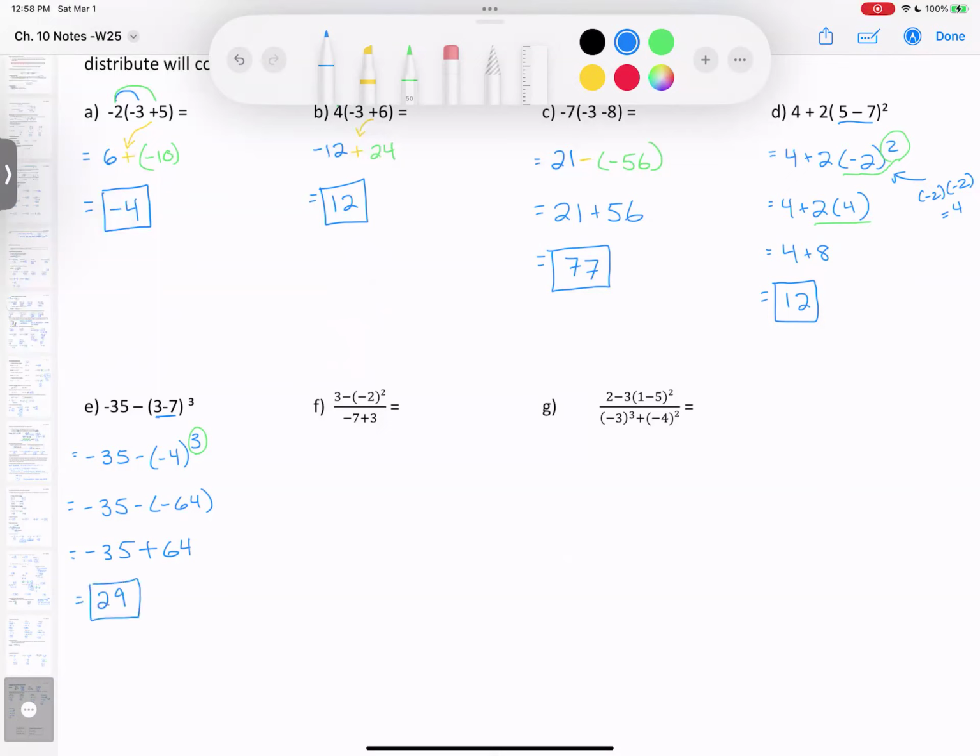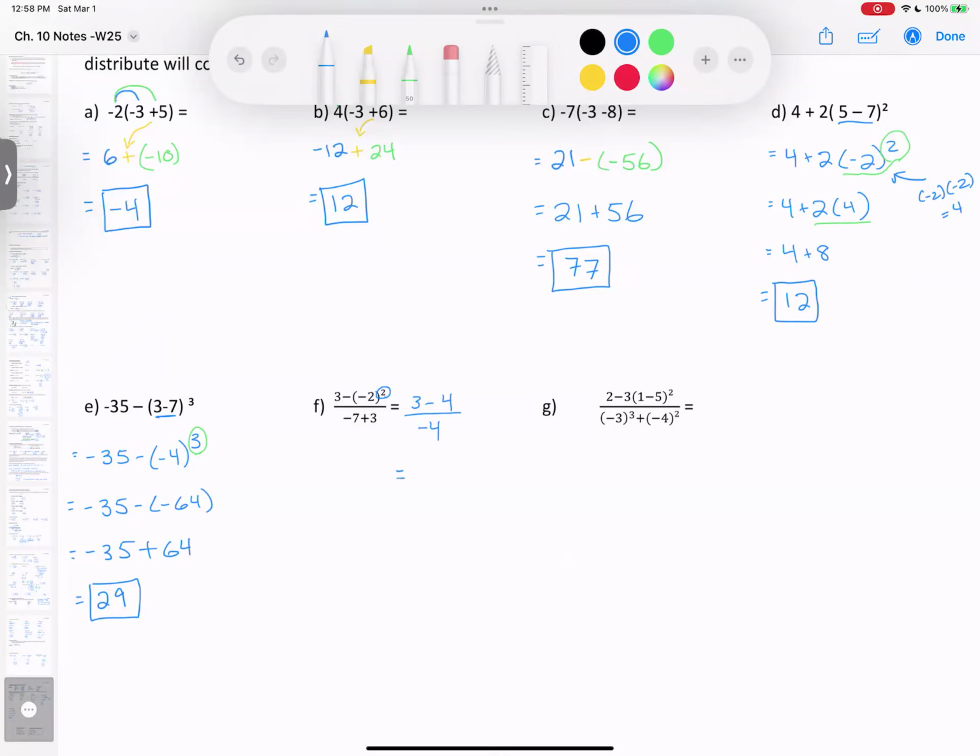Okay, next one, we've got a fraction bar. So remember, you want to evaluate above and below the bar before you do that final division. Above the bar, we're going to deal with the exponent first. So we've got 3 minus -2 cubed is -2 times -2, which gives us +4. And then on the bottom, we just have one addition, -7 plus 3 would give us -4.